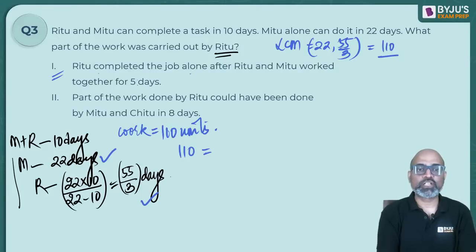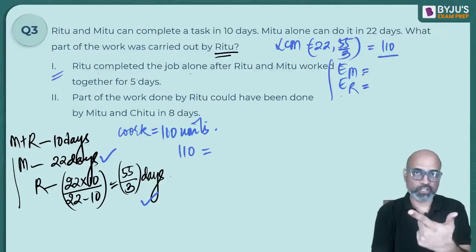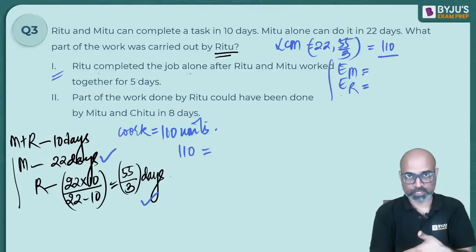Now these 110 units, Ritu completed the job alone after Ritu and Mitu work together for 5 days. So Ritu and Mitu work together for 5 days. So what will be efficiency of Mitu? What will be efficiency of Ritu? अब ये भी एक second step होता है निकालने का. पहले तो आप total work निकालते हो, then you figure out the efficiencies of each person, right?